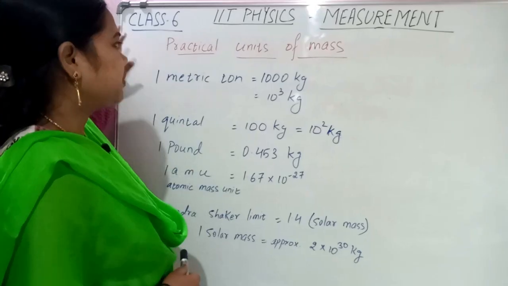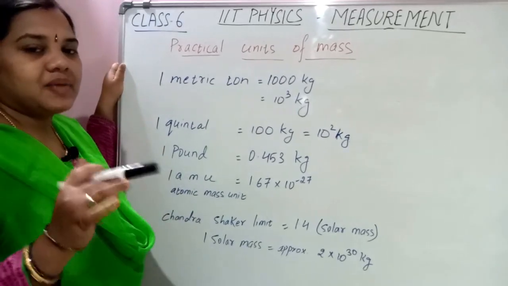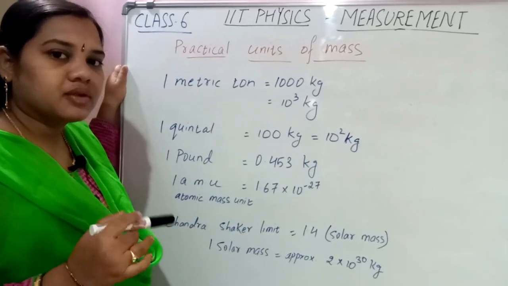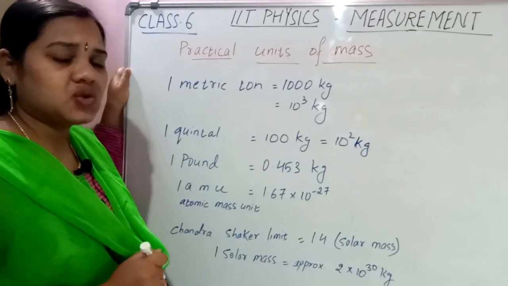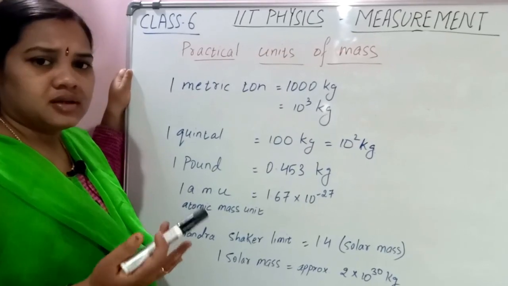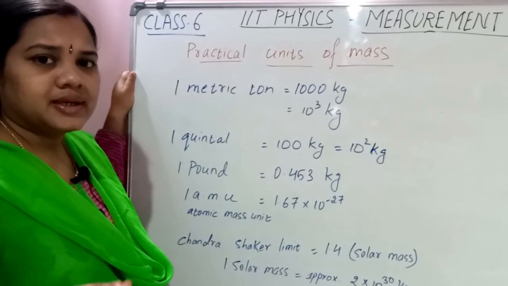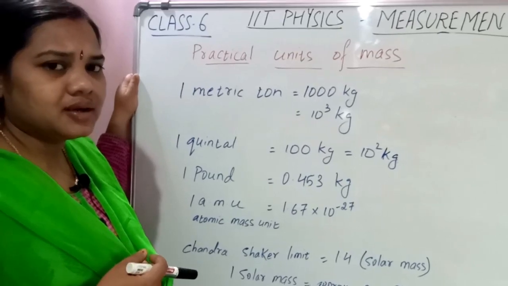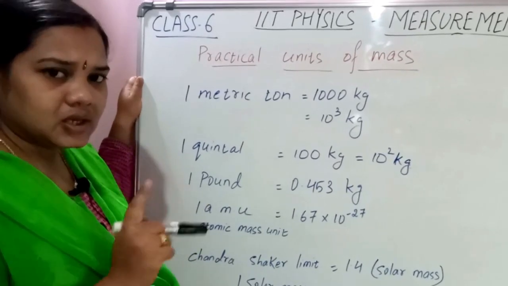Next, children, practical units of mass. What are the practical units of mass? The SI unit of mass is kilogram. The other units we are using are gram, ton, quintal. These are the other units we are using for mass.